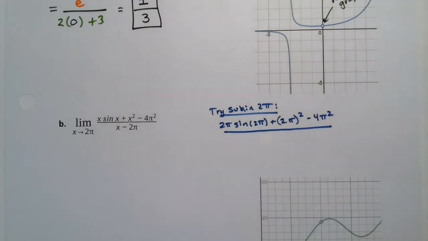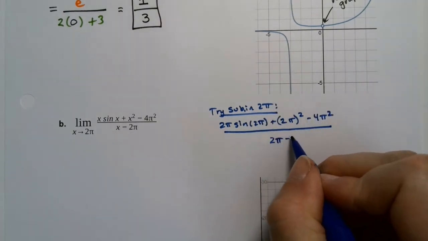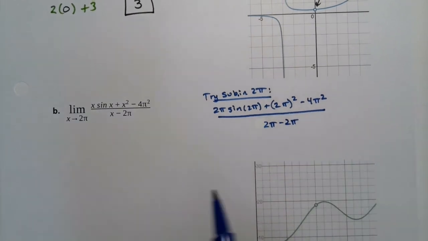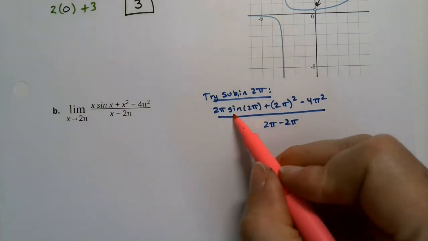Oh my goodness. And we know this isn't going to work out. It's a question of how it doesn't work out. Is it infinity over infinity? Is it 0 over 0? What's going on here? Well, remember that the sine of 2 pi is 0. So that's 0 right there.